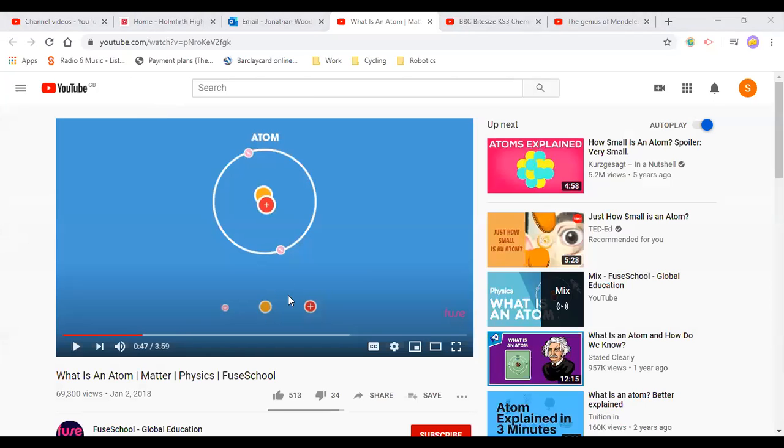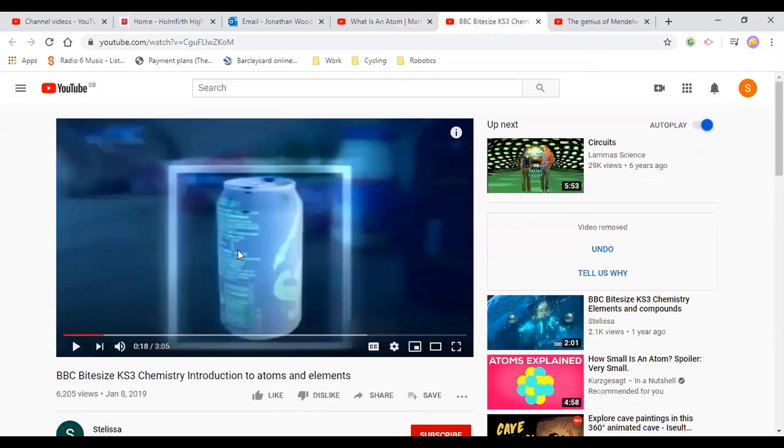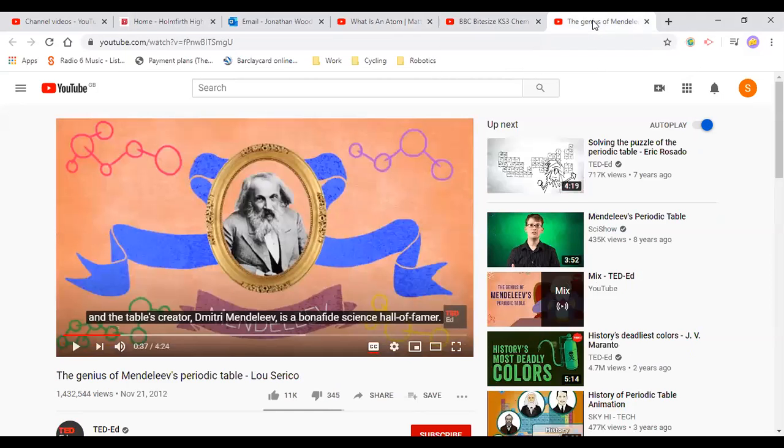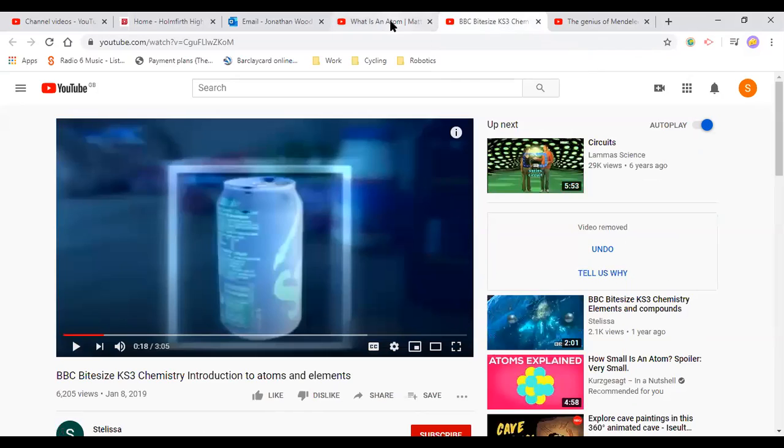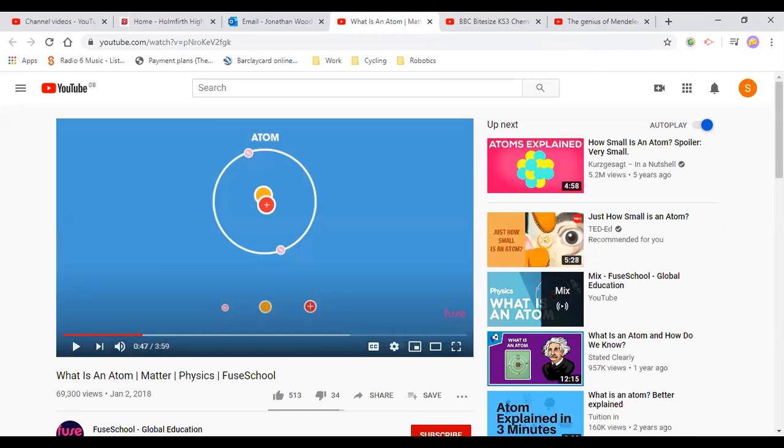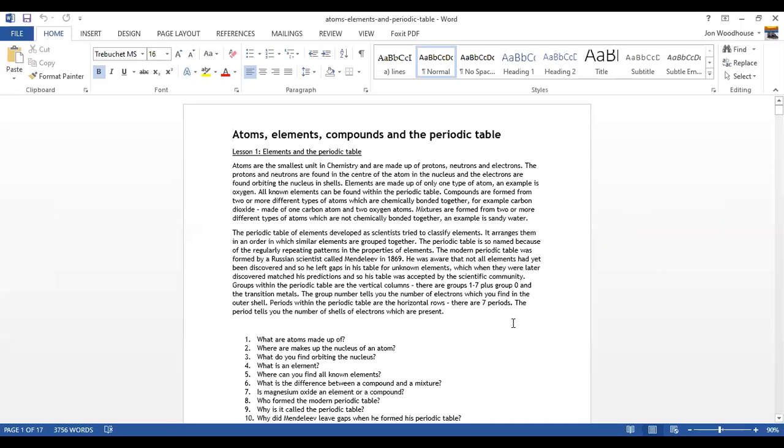This first one tells you about the atom, what it's made up of, and gives you a little bit more of a picture of what an atom might look like. And then this second one talks about atoms and elements. And then the third one talks about the genius of Dmitry Mendeleev, who put everything together in his periodic table. So once you've watched those, you need to go back to the booklet and have a crack at the questions.